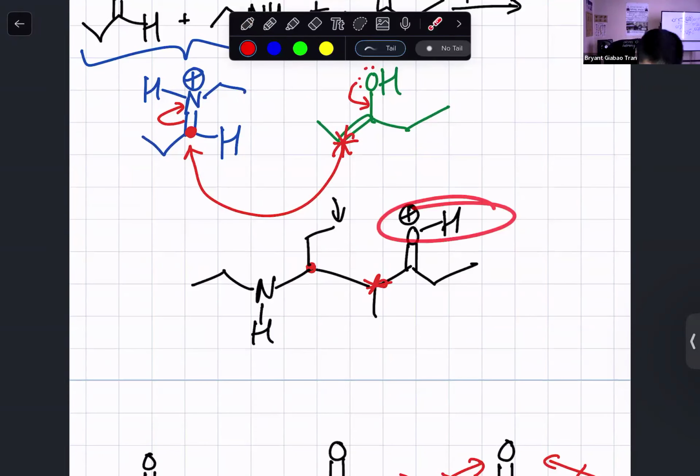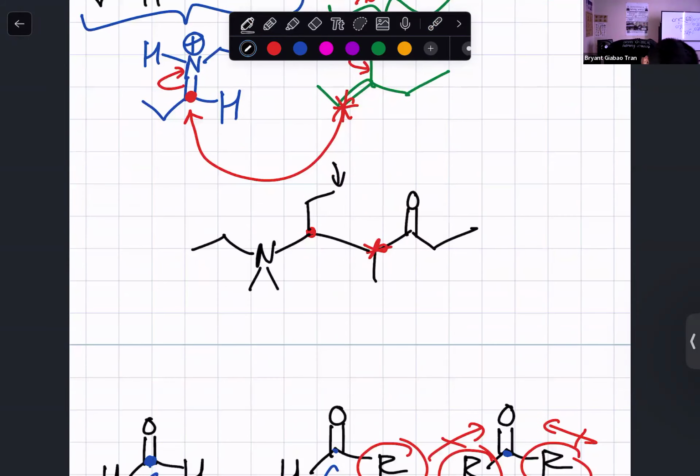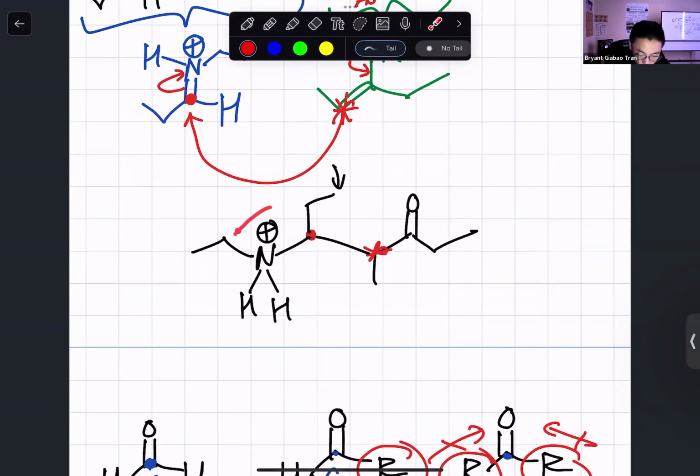So this will get deprotonated and this will get protonated because we are still in acidic conditions, right? So in acidic conditions still, this nitrogen here is still going to get protonated, positive charge. It's going to get neutralized once you add base to it for a base workup step, right? And this is what I mean by beta aminocarbonyl.